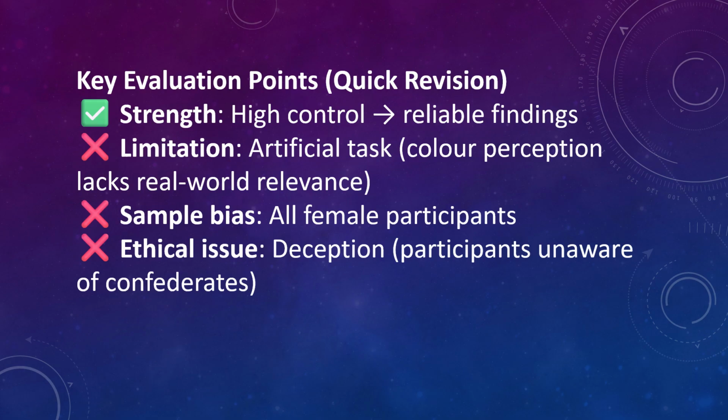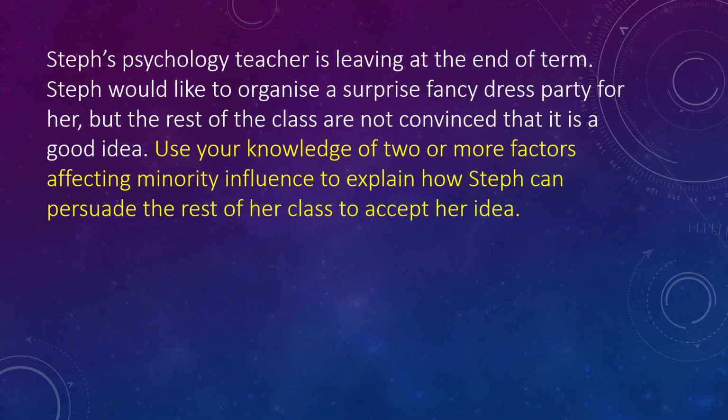The next one is ethical issues. Ethical issues like deception. The participants didn't know what was being measured, and they were also unaware of the confederates. So it's kind of cheating, isn't it? So there are ethical issues. You can give three limitations and maybe one strength, okay.